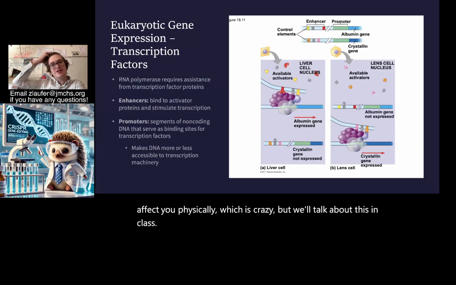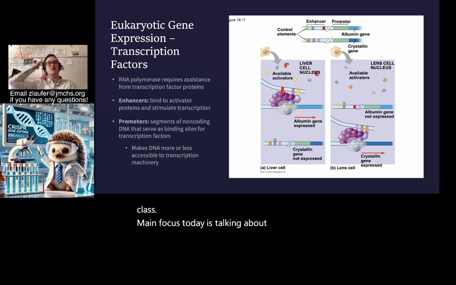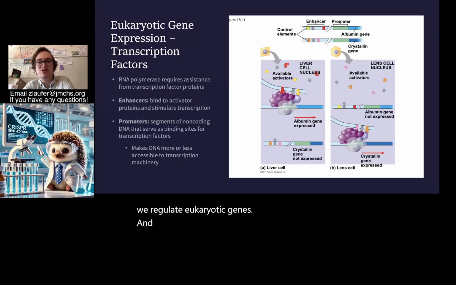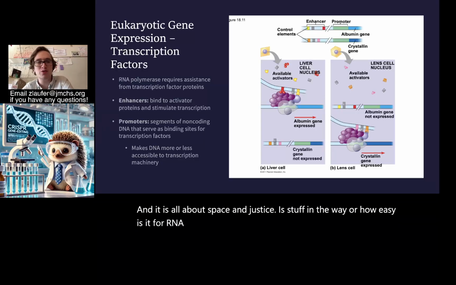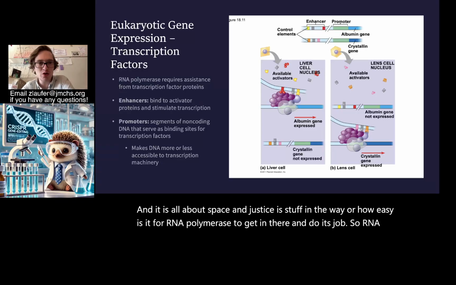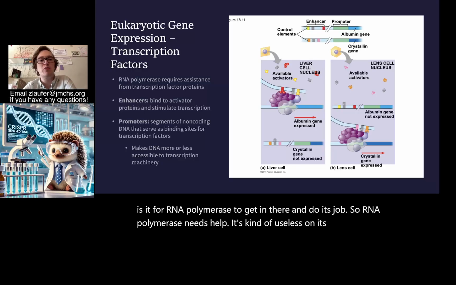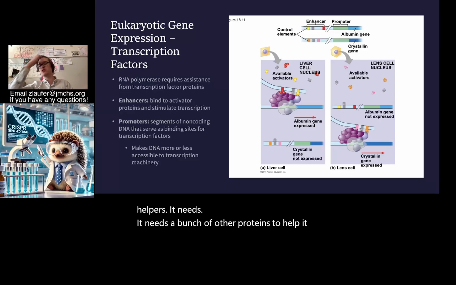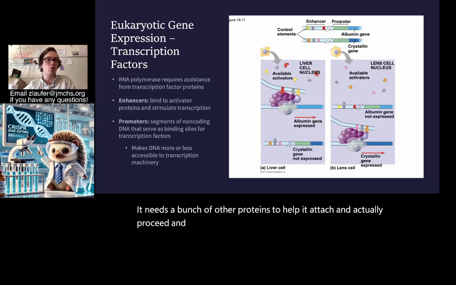The main focus today is the nitty-gritty of how we regulate eukaryotic genes, and it is all about space and whether there is stuff in the way, or how easy it is for RNA polymerase to get in there and do its job. RNA polymerase needs help. It's kind of useless on its own. It needs a bunch of other proteins to help it attach and actually proceed and do transcription well.